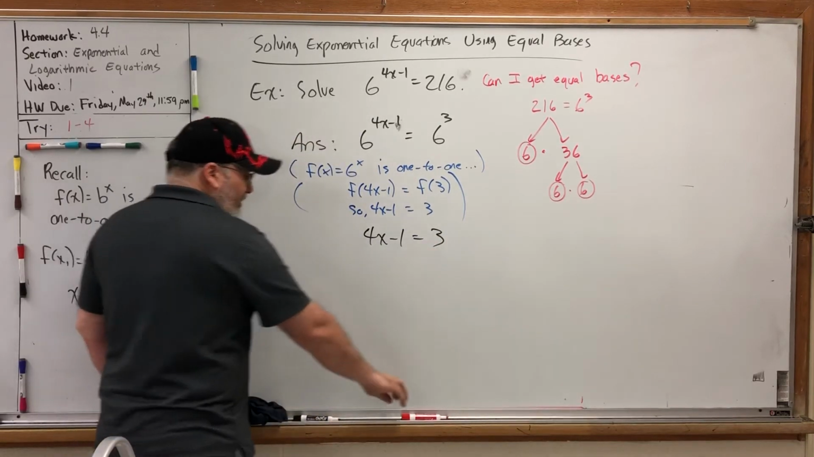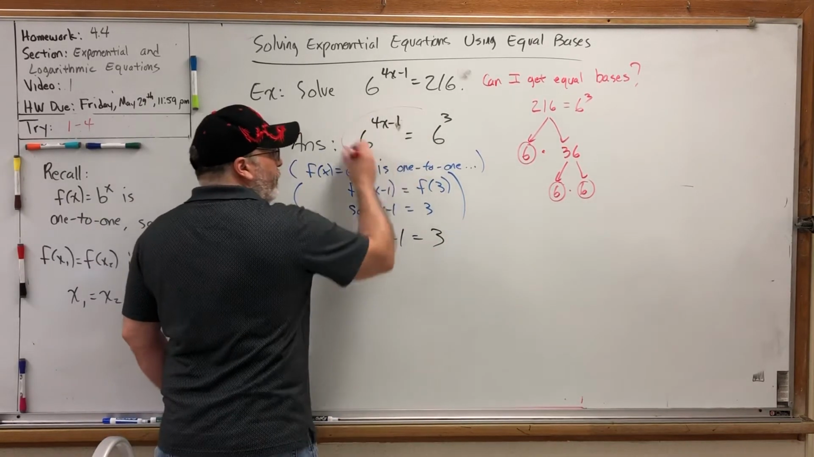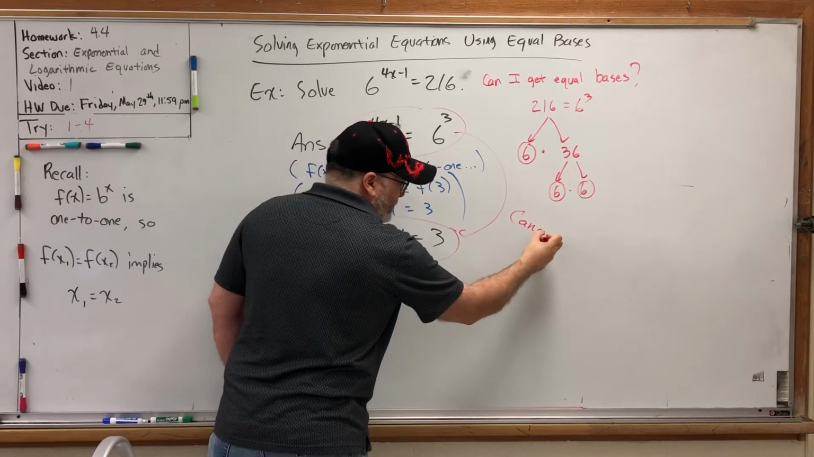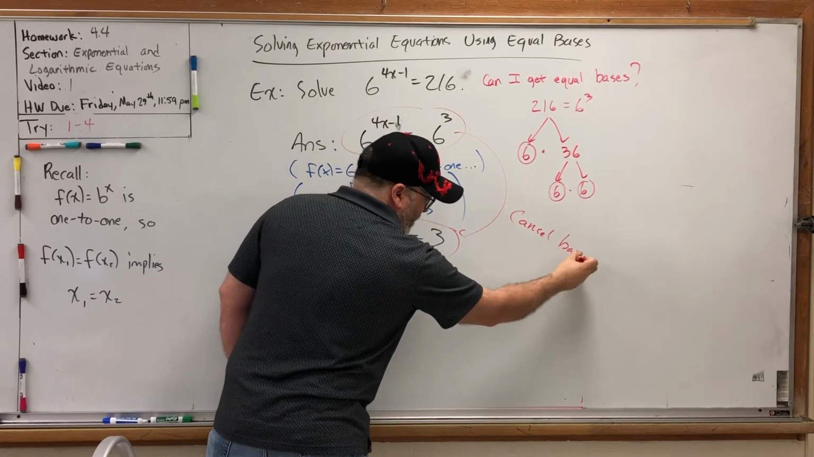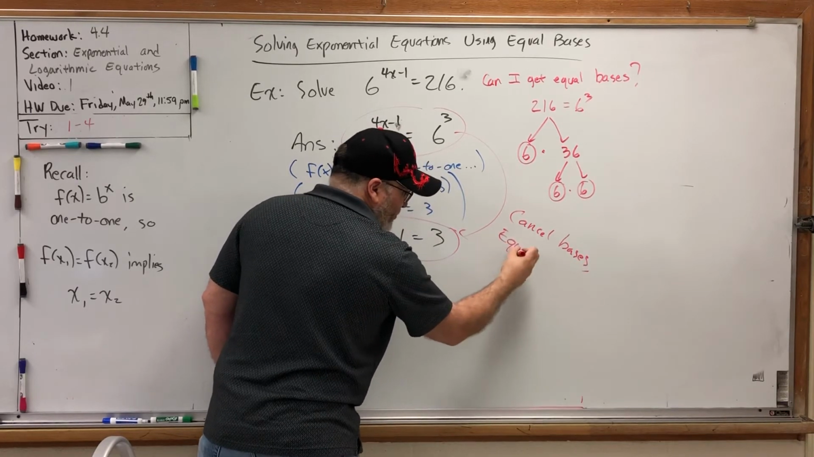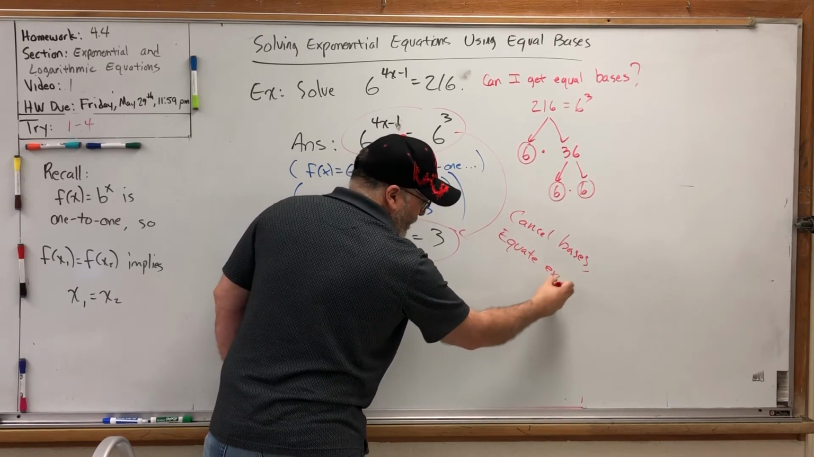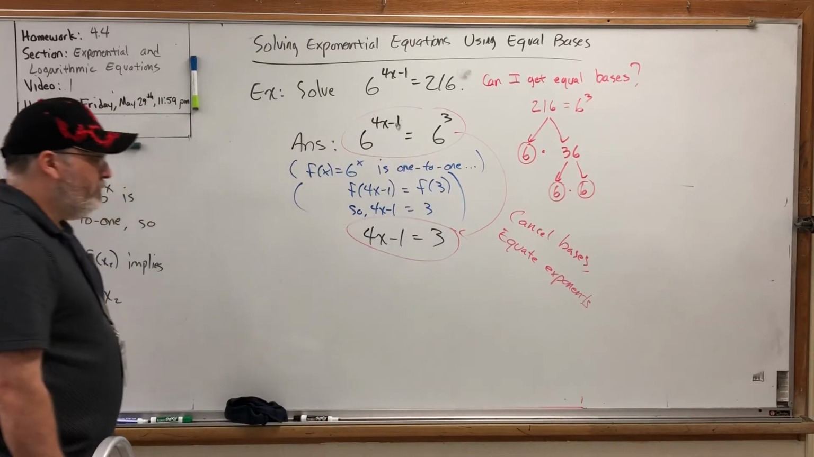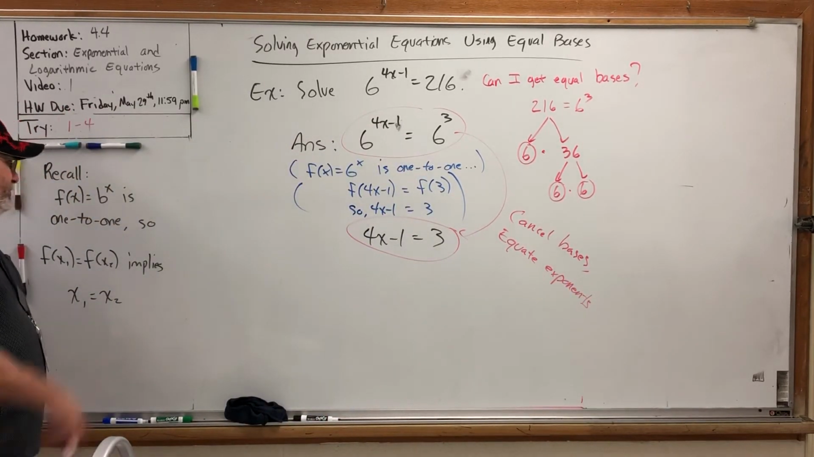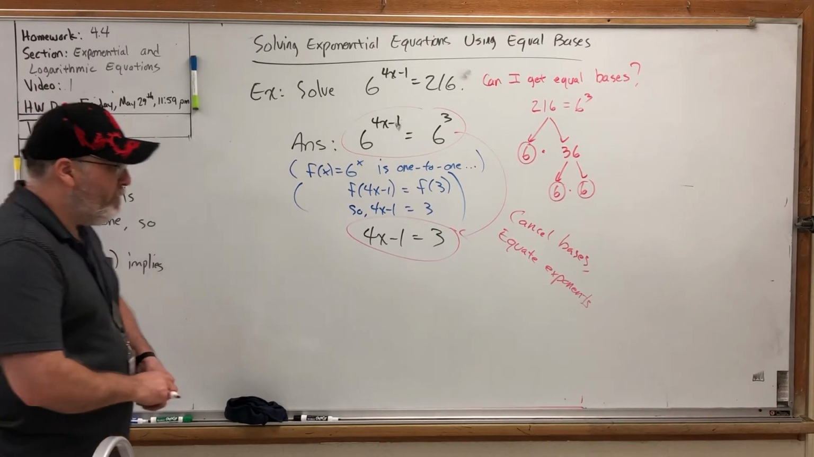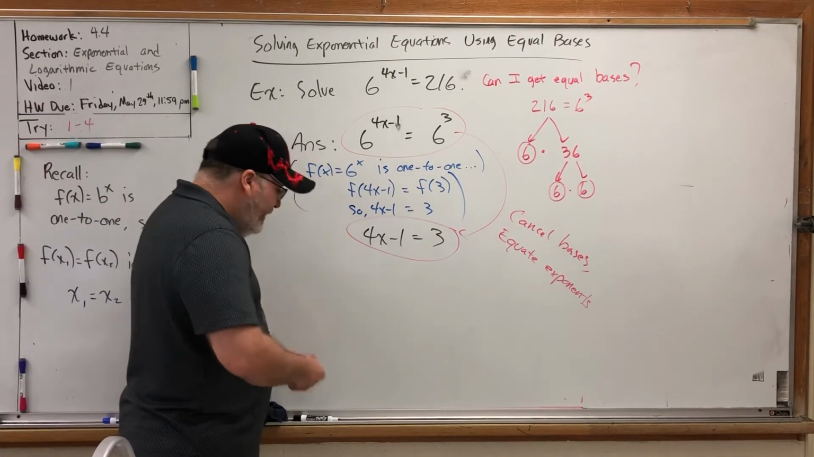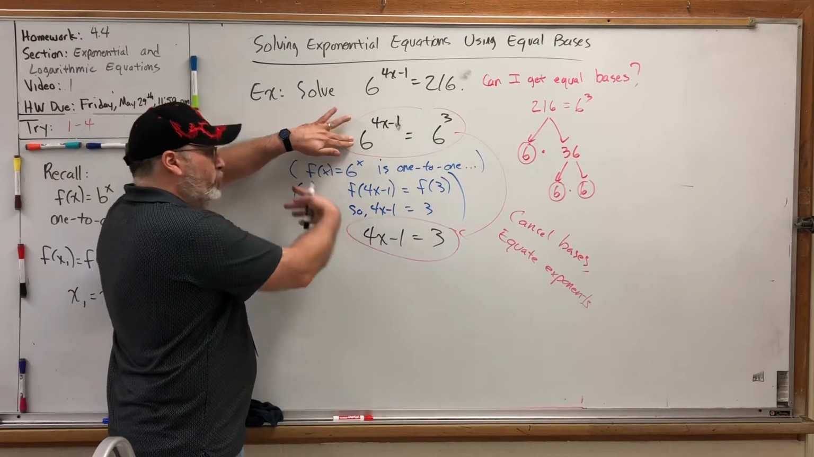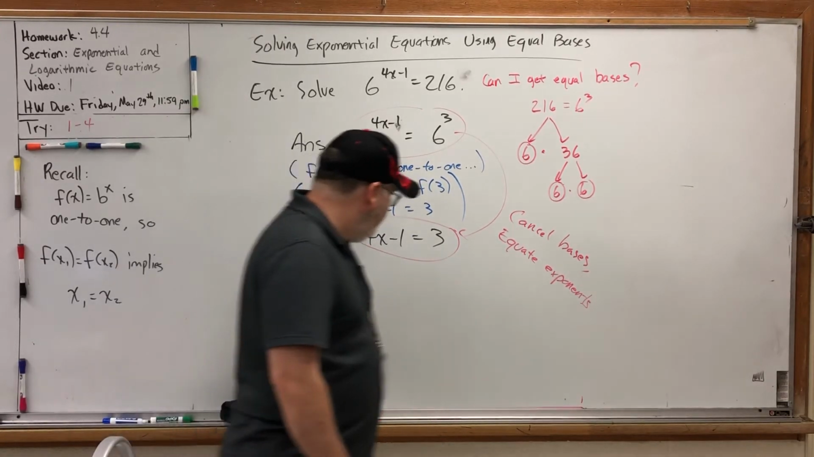What it essentially looks like from here to here is that you cancel the bases and you equate, which means to set equal to, the exponents. And again, the reason is because exponential functions are one-to-one, but in practice, when you're doing this, it is perfectly acceptable to go from here to here. Just remember, this is the reason why.